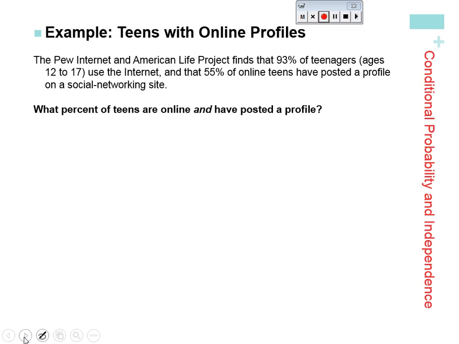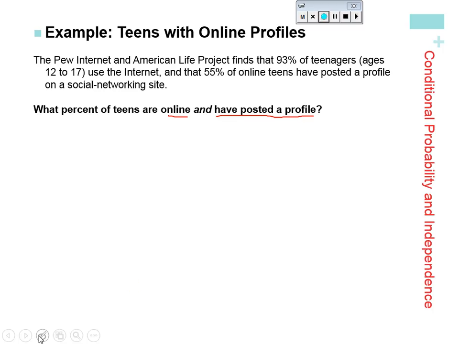So as far as an example goes for something like this, the question here says, the Pew Internet and American Life Project finds that 93% of teenagers, we're classifying them as 12 to 17 years of age, use the internet, and that 55% of online teens have posted a profile on a social networking site. And the question says, what percent of teens are online and have posted a profile?